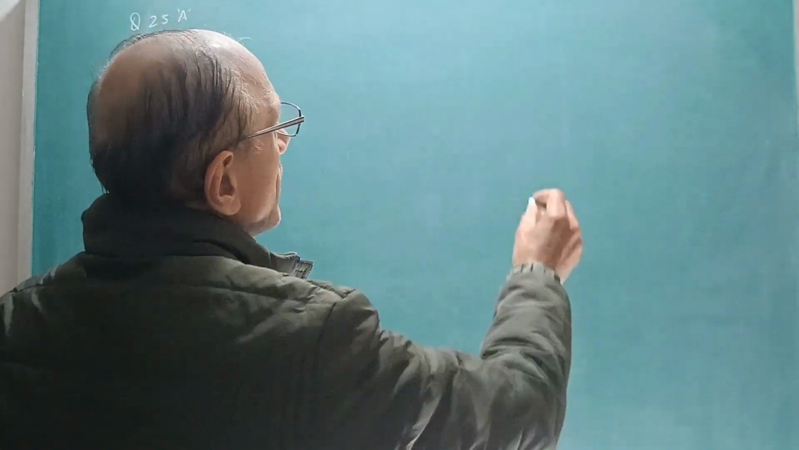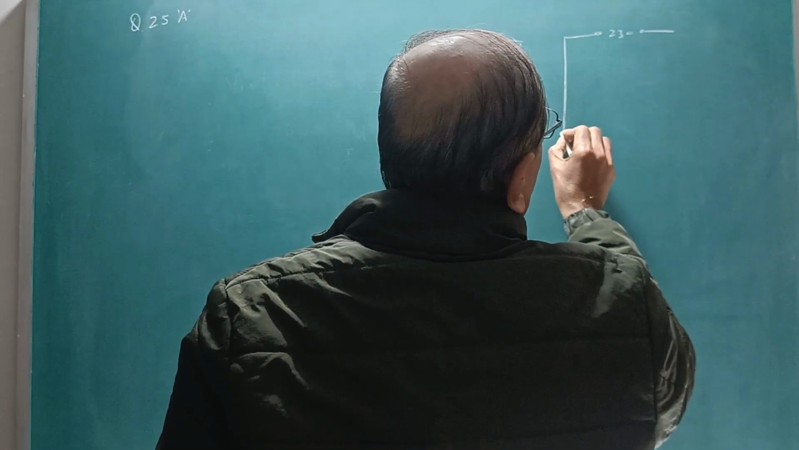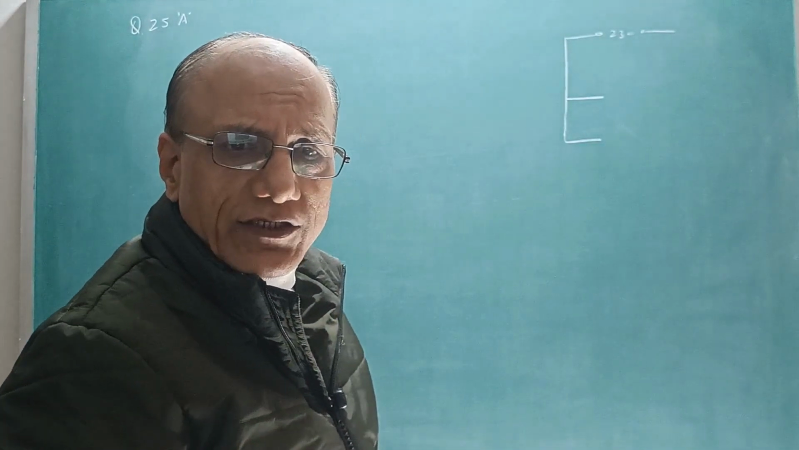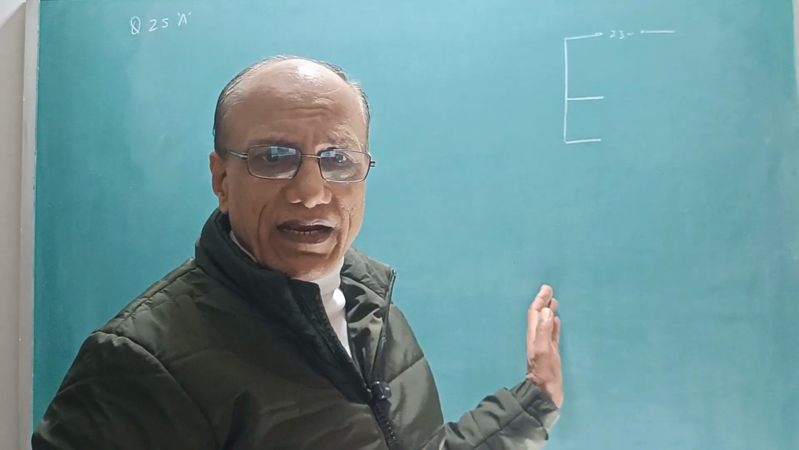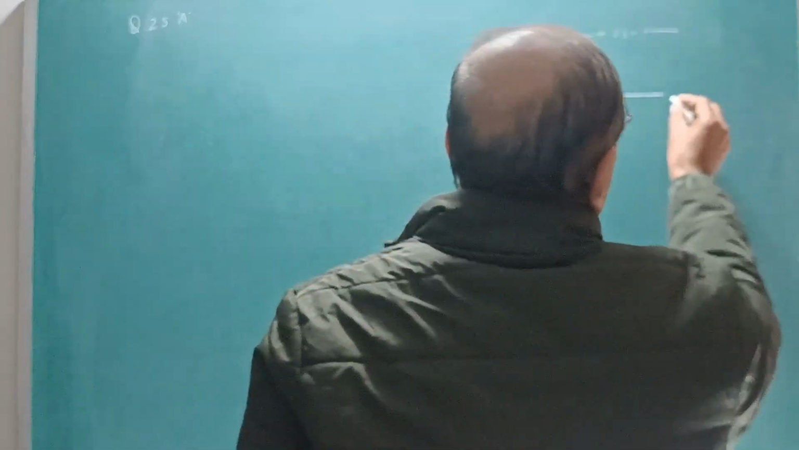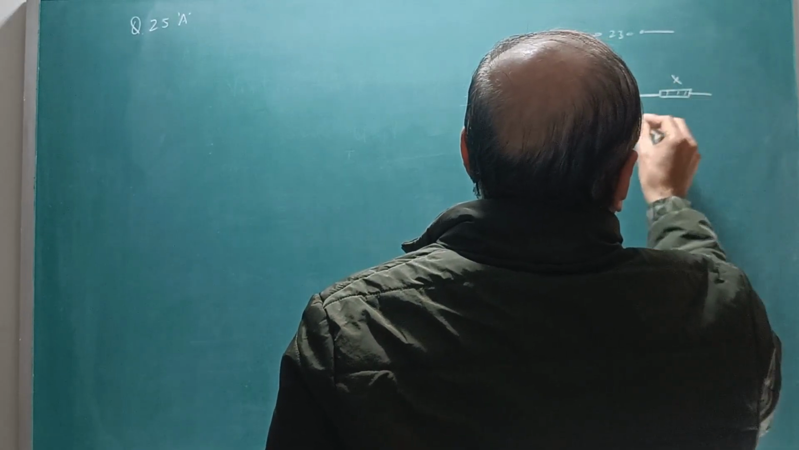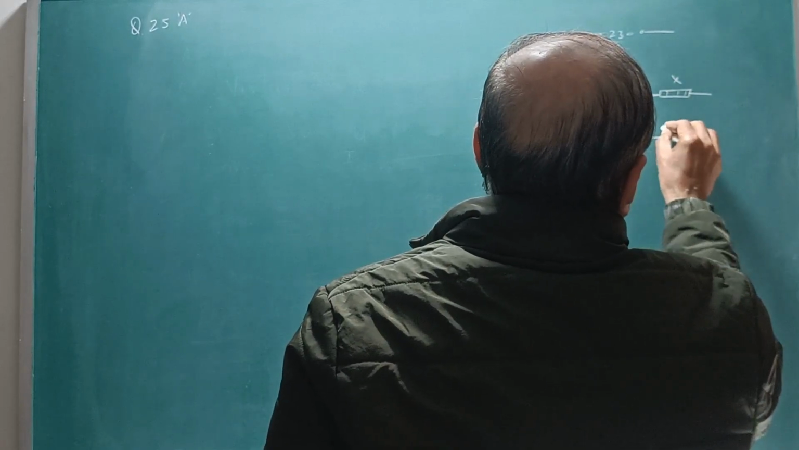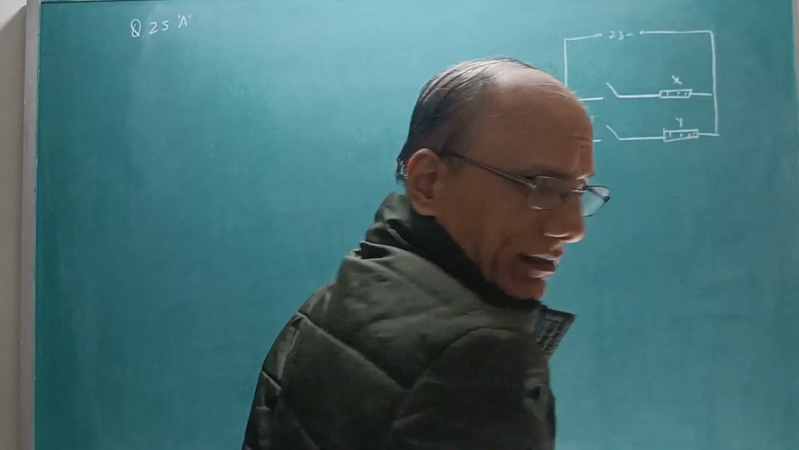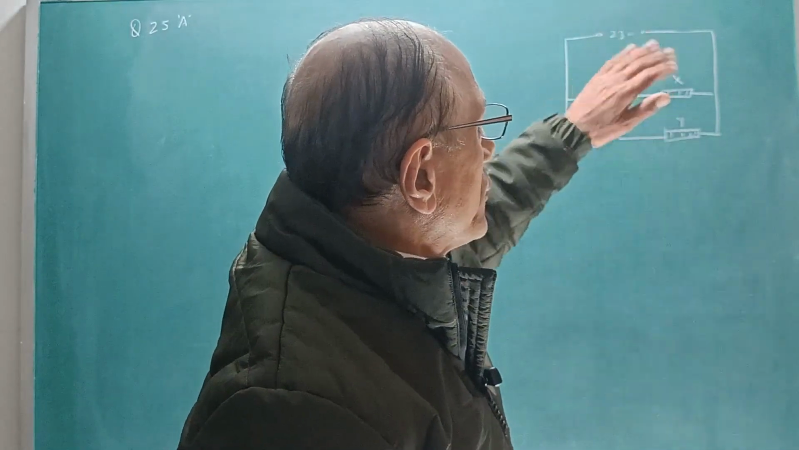Here is a circuit. We have a 230 volt source, and the electric circuit in a clothes dryer contains two heaters X and Y. This is the heater X. This is the heater Y. And they are connected in parallel to the source.